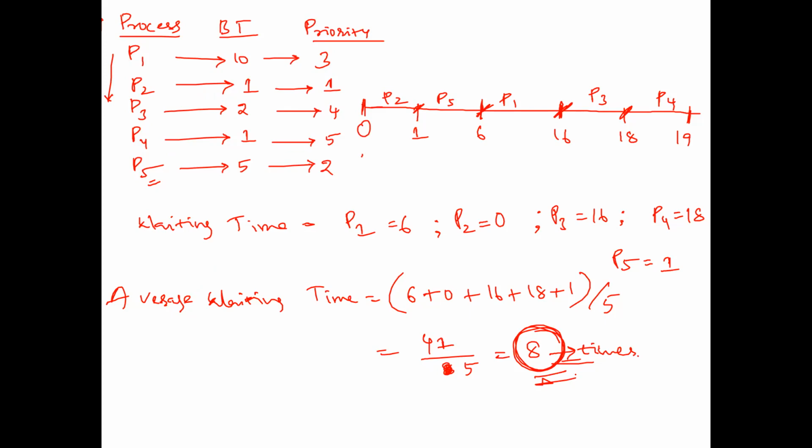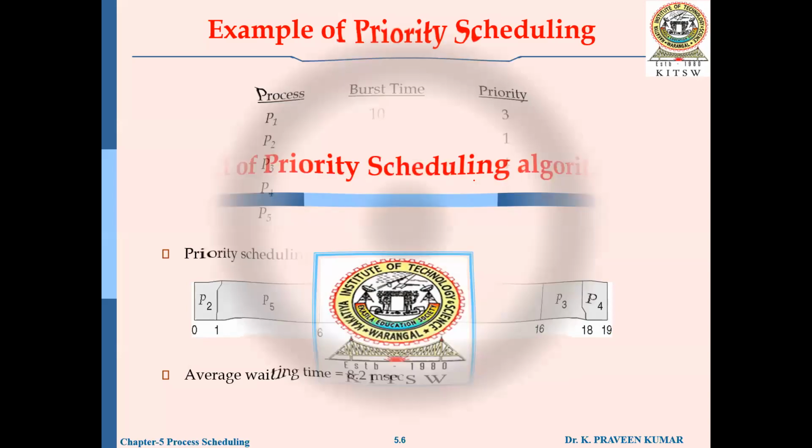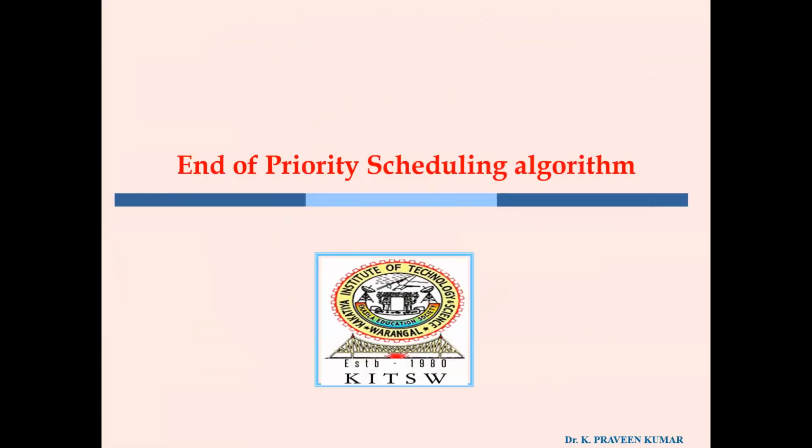So now let us check this. 8.2 milliseconds of time it is going to take by using the priority scheduling algorithm. So in this way, you apply the priority scheduling algorithm onto the given processes. In the next class, we will discuss the round robin scheduling algorithm, and thank you.